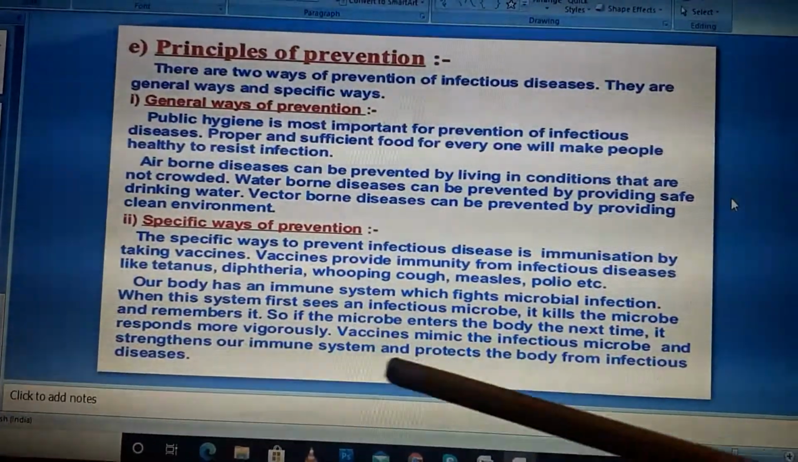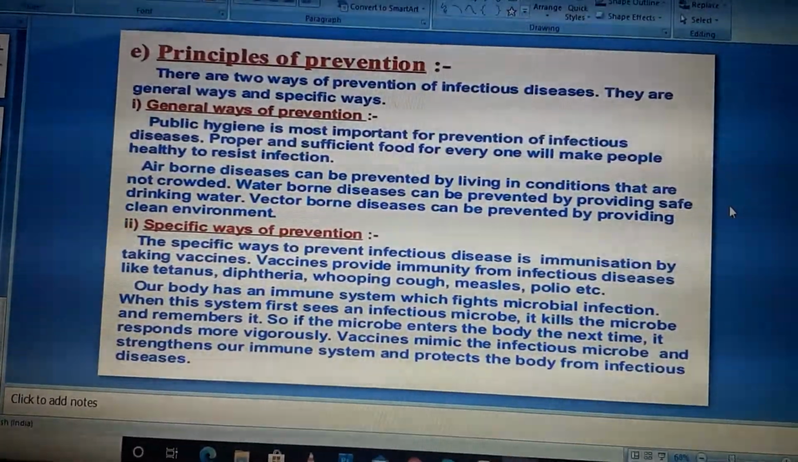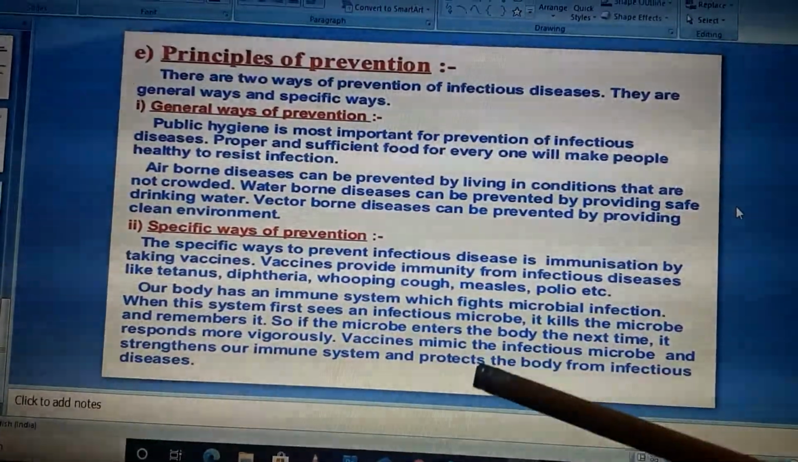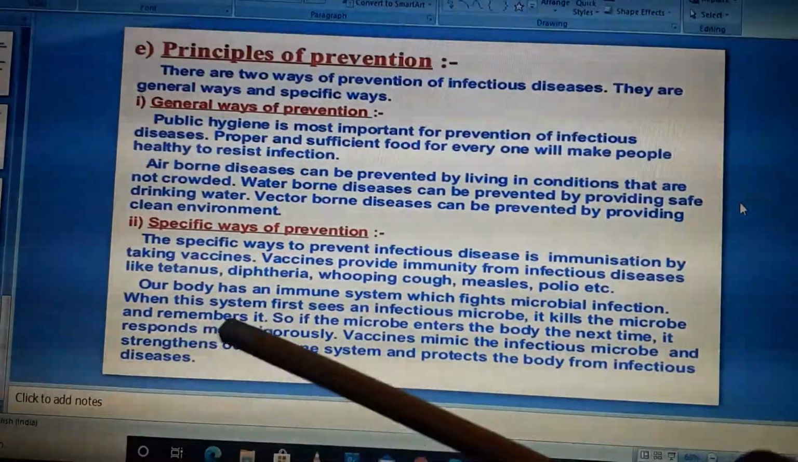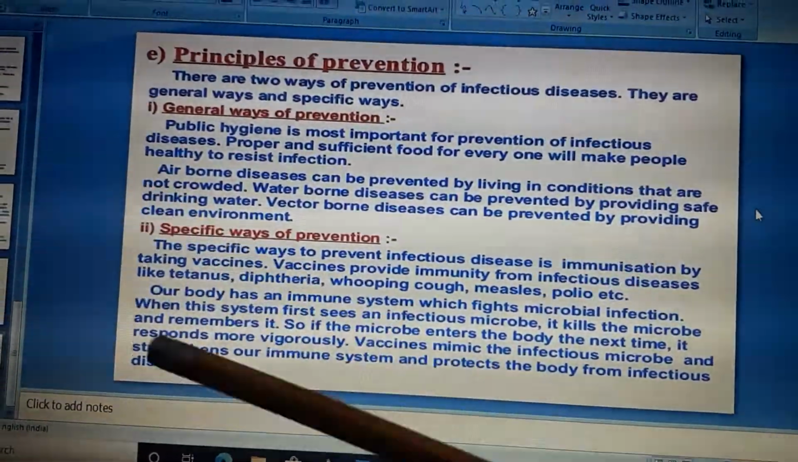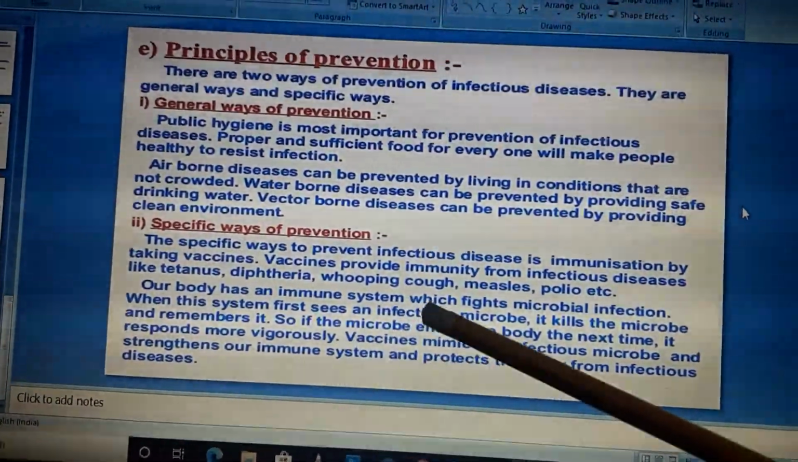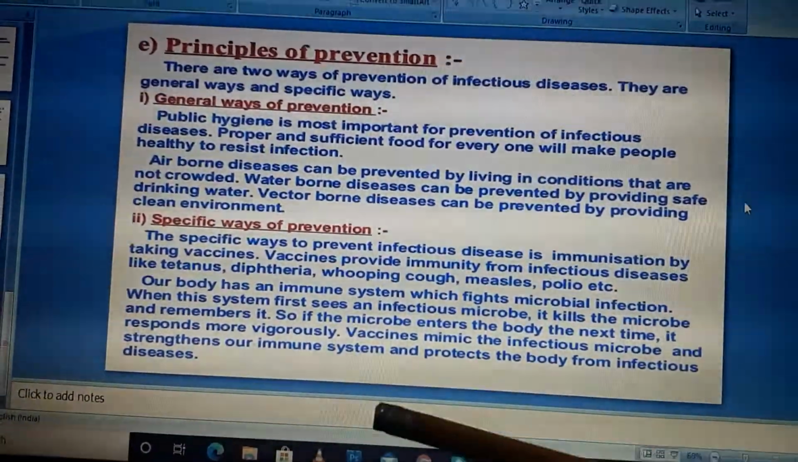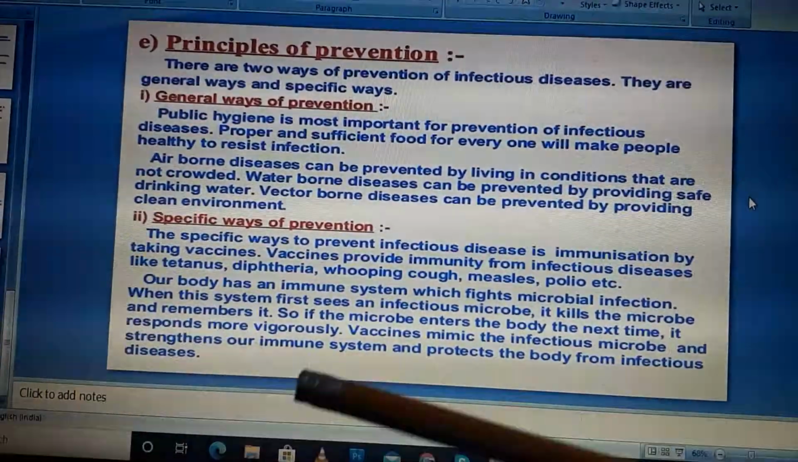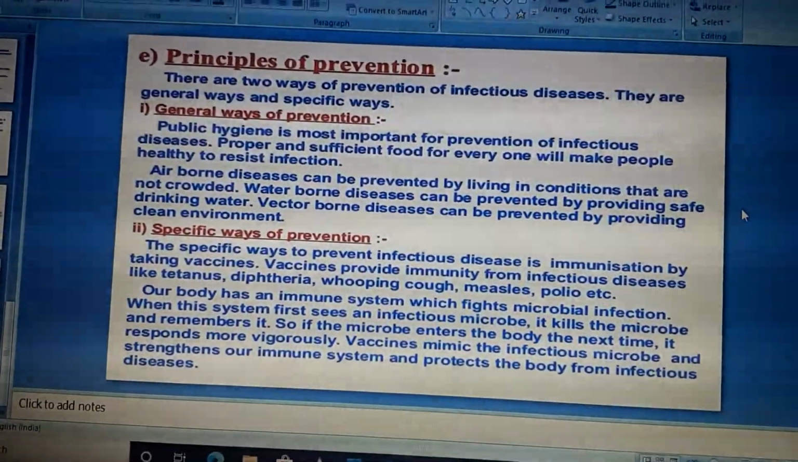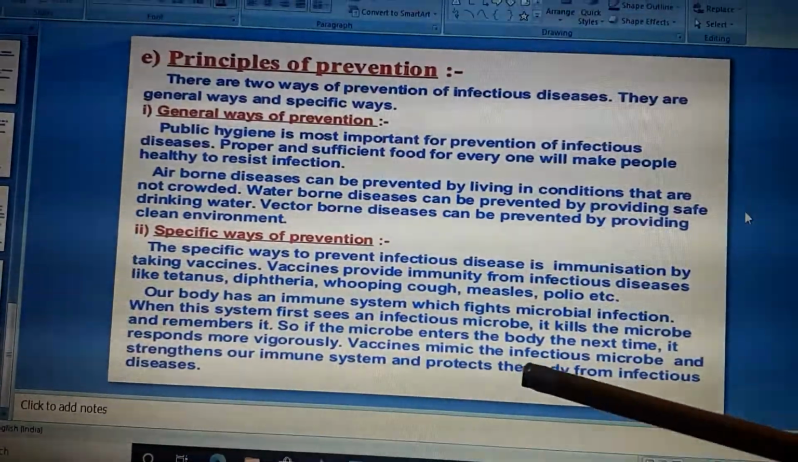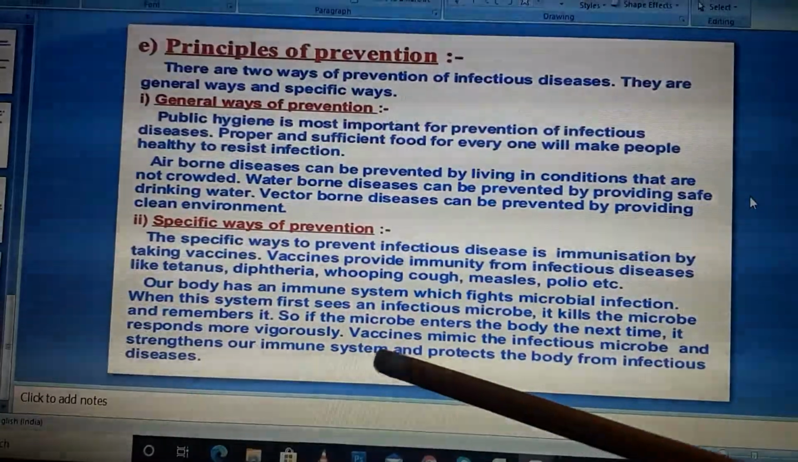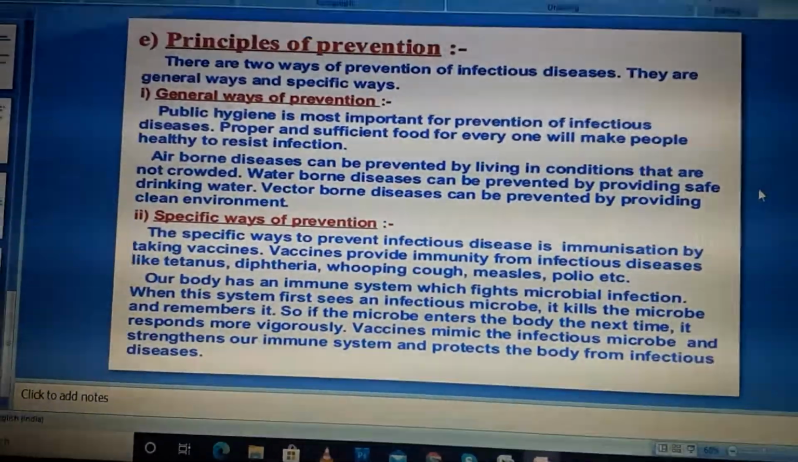Our body has an immune system which fights microorganisms. When this system first sees the infection, it kills the microbe and remembers it by making memory cells. Memory cells are made in WBC. So when this microbe enters the body the next time, the second time, the response is more vigorous due to the memory cells already present inside the body. Vaccines mimic the infectious microbes and strengthen the immune system and protect the body from infectious disease.